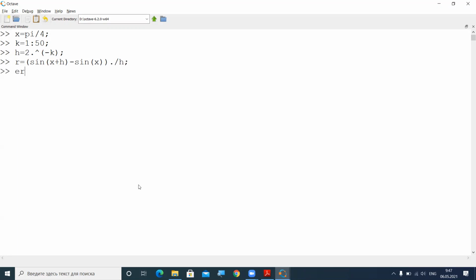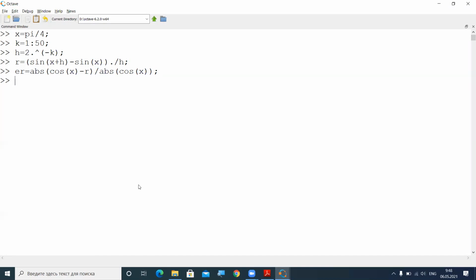Find relative error now, ER. So absolute value of, now just instead of f derivative, we'll write cosine x. Cosine x minus r. And then divide by absolute value of cosine x with respect to the exact value. Absolute value of cosine x.